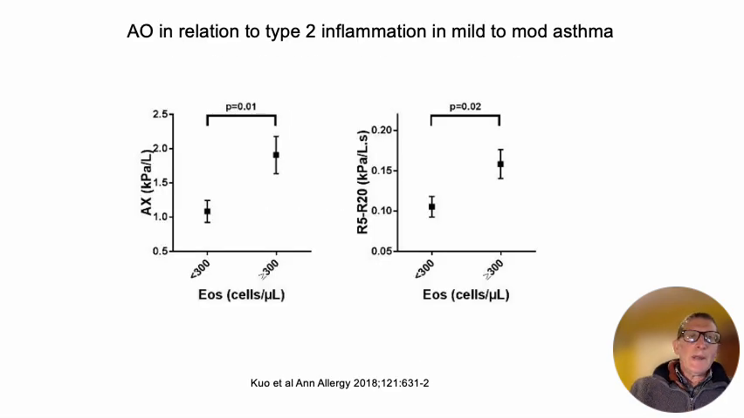Airway oscillometry is closely related to type 2 inflammation. You can see that patients who have higher blood eosinophil counts have a higher peripheral resistance and also have reduced peripheral compliance in terms of a higher value of area under the reactance curve, AX.